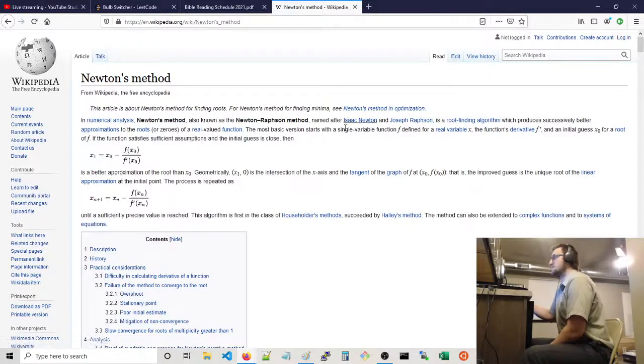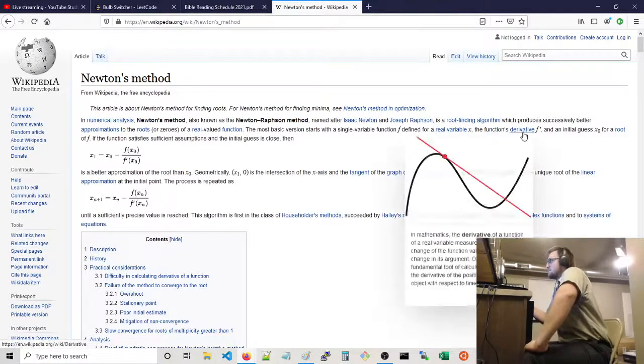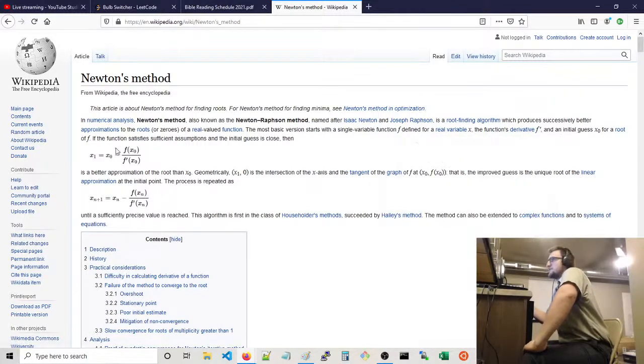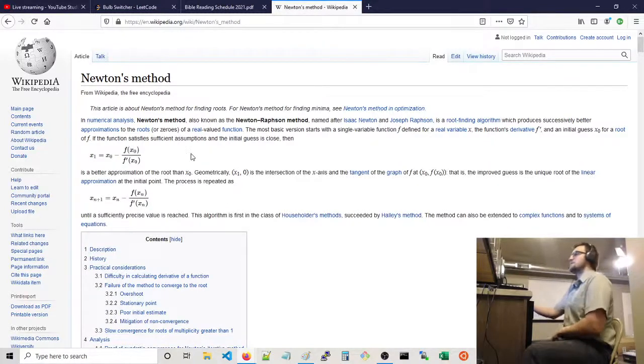Newton-Raphson method, numerical analysis. Successively better approximations of the roots of real valued functions, a single variable function, the derivative, an initial guess for the root. If the function satisfies sufficient assumptions and the initial guess is close, then a better approximation geometrically is the intersection of the tangent with the graph. That is, the improved guess is the unique root of the linear approximation at the initial point. The process is repeated until a sufficiently precise value is reached.